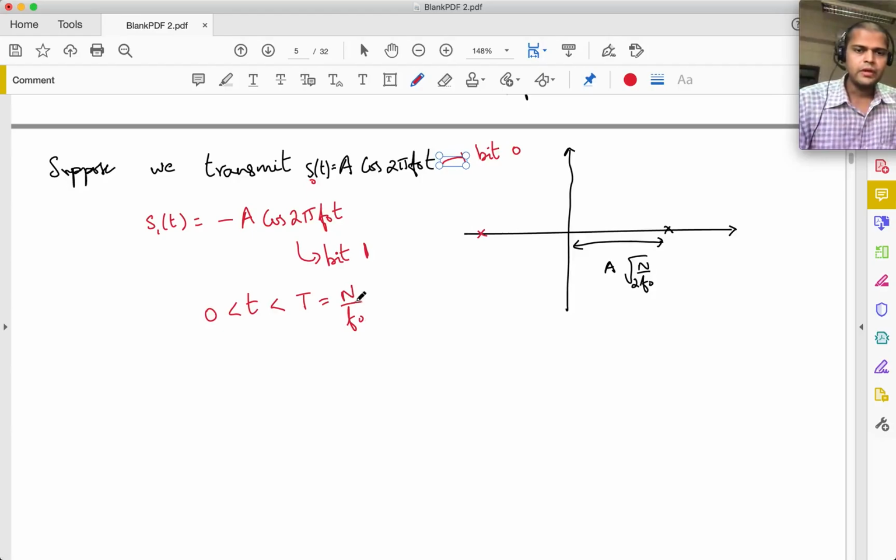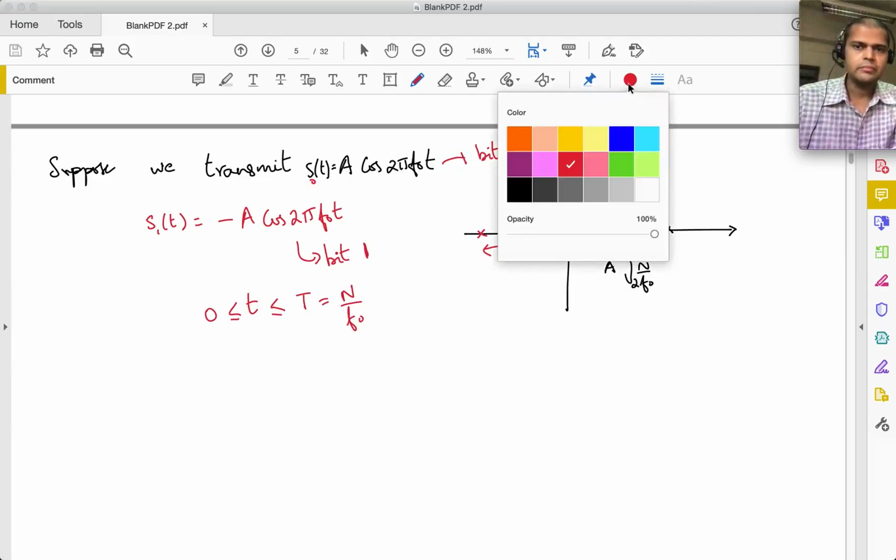So for n wavelengths of this particular frequency, I am transmitting this particular signal. Either of these. If I want to transmit a bit 0, I am sending out this signal. If I want to send bit 1, I send out this signal. So this second signal is going to have a point in this vector space exactly the opposite, at this point over here. Okay, so this is the origin. So what I've shown over here is something called a constellation diagram.